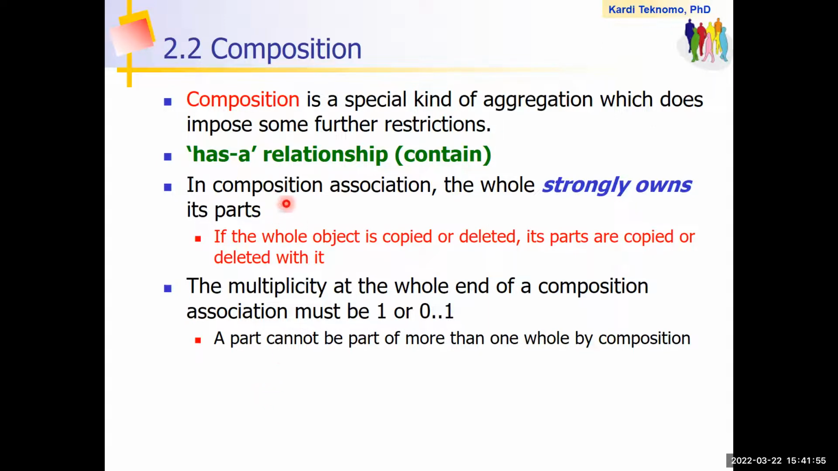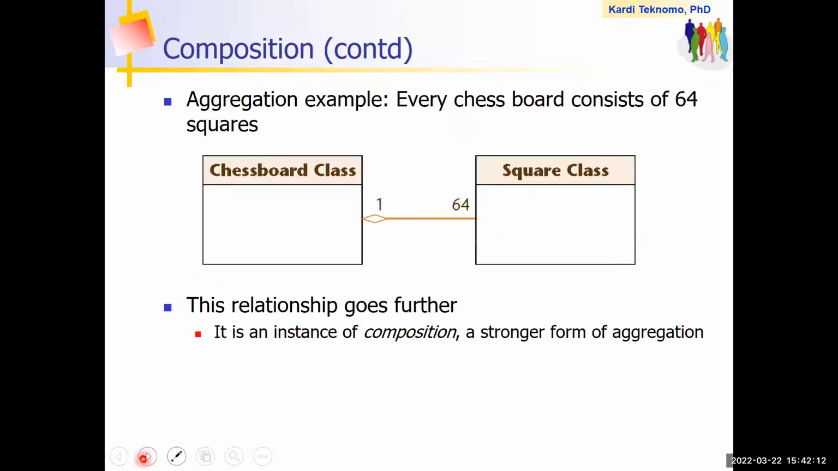In this relationship, you have what is called has a, contain. So in this case, the whole strongly owns the part. Strongly owns the part. I'll give you an example. A chessboard and the squares of the chessboard. One chessboard consists of 64 squares. That is how you will say it. One chessboard consists of 64 squares.